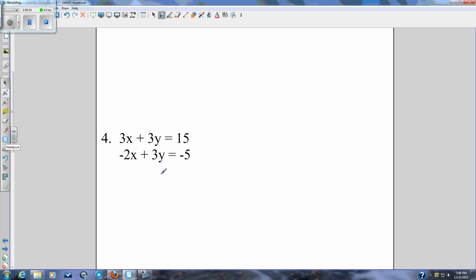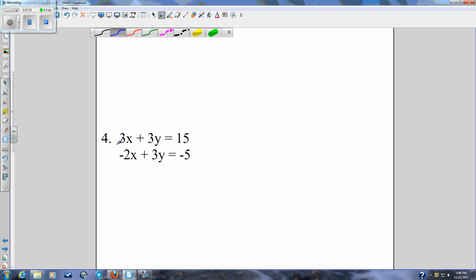Okay. So let's say that we have this system of equations. We have 3x plus 3y equals 15, and negative 2x plus 3y equals negative 5. These equations do not cancel out as they are if we were to add them together. So we want to decide, do we want to cancel the x's or the y's and see if there's something we can multiply by to get the variables to cancel.